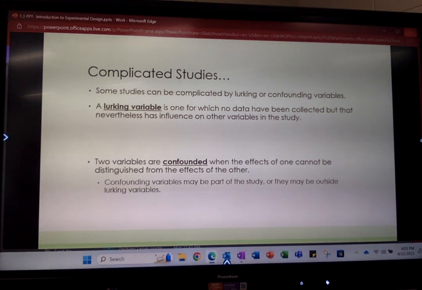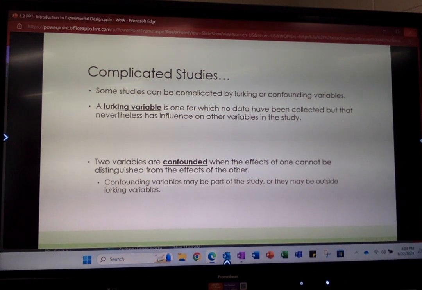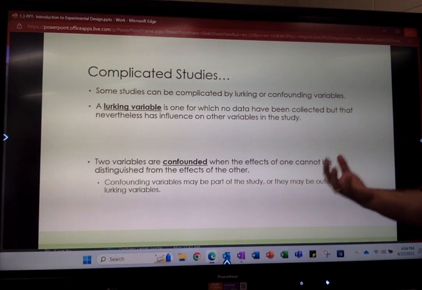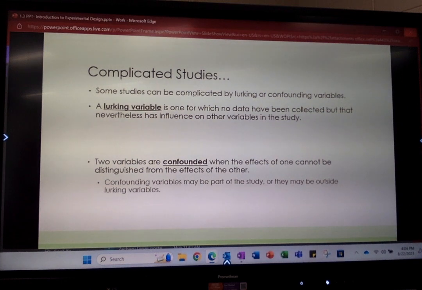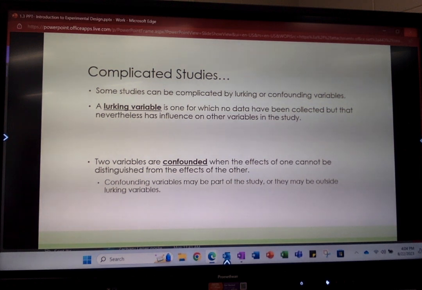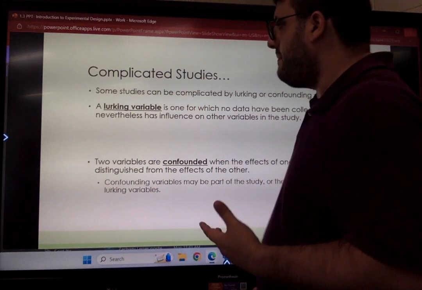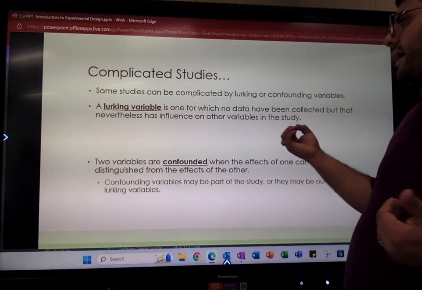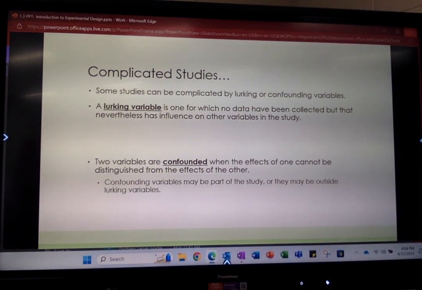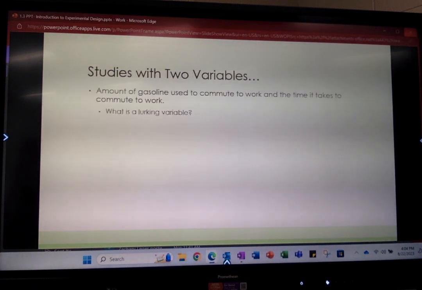Think of the word confounded like you would the word confusing. Okay, if 2 variables are confounded, we're not sure which variable's effect is making this kind of effect, right? If I'm not making good grades, does that necessarily mean that my GPA is low, or I'm not making enough time to study? Those kind of things can confuse. Or, like I said, they may be outside lurking variables.